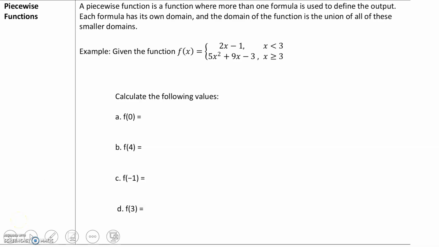In the next part of the section, we will talk about piecewise functions. A piecewise function is a function where more than one formula is used to define the output. Each formula has its own domain, and the domain of the function is a union of all these smaller domains. So I think the best example of a piecewise function in real life are tax brackets.